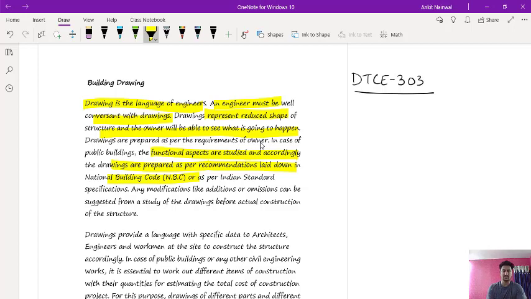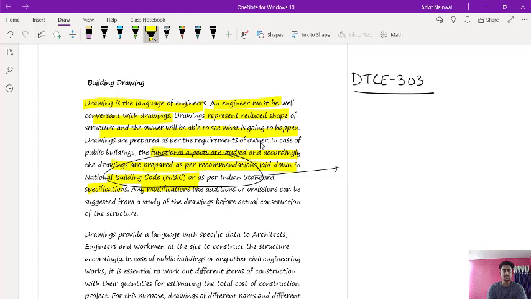As per the Indian Standard specification, you must keep those rules in mind before drawing any plan of a public building. Okay, we will be talking about this National Building Code as per the Indian Standard in building bylaws. This is a further topic you will be taught afterwards. Okay, so before that, you must know what the requirements of a drawing are.